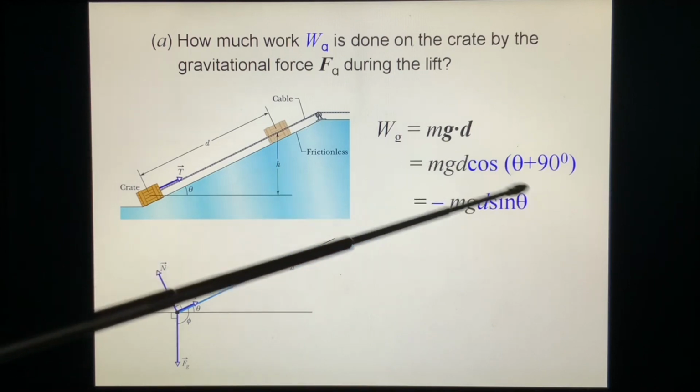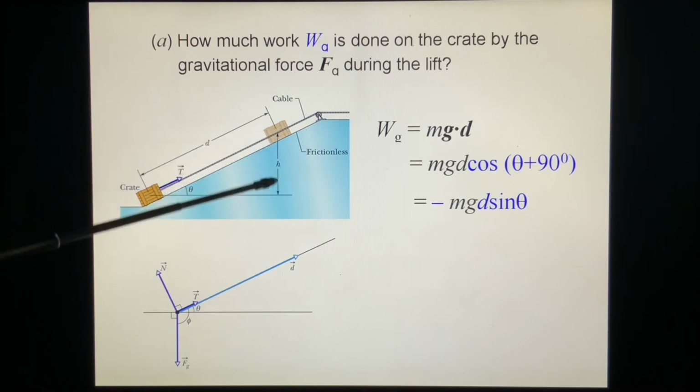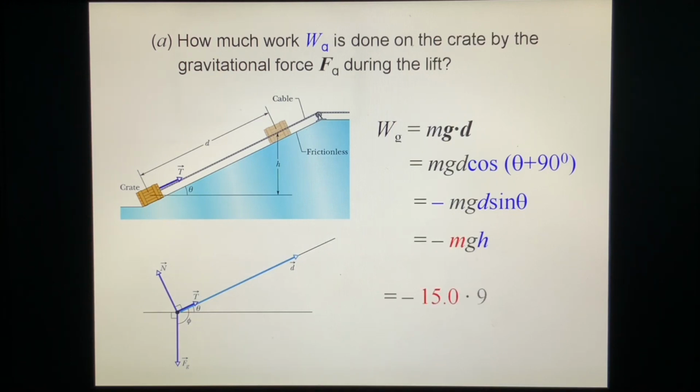And we see d sine theta. This is theta, this is d. d sine theta is equal to h. So this is equal to minus mgh. We put the numbers in and we get minus 368 joules.